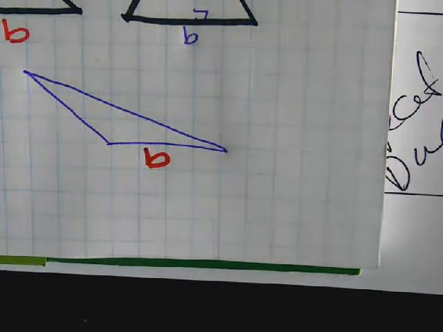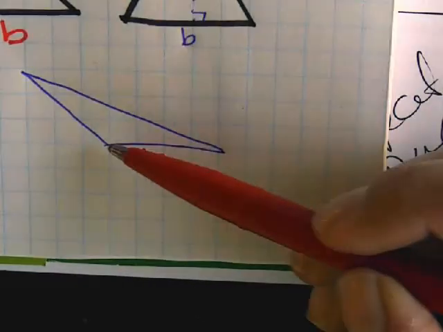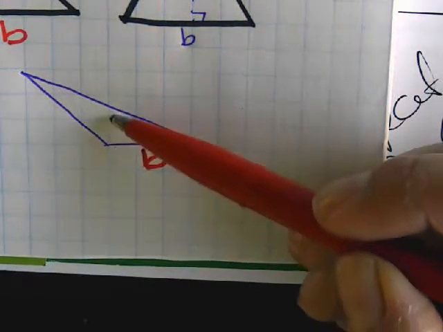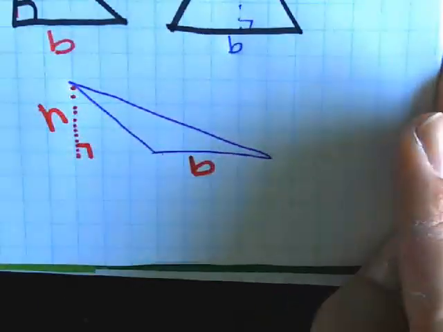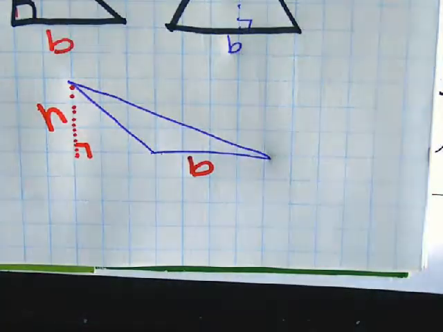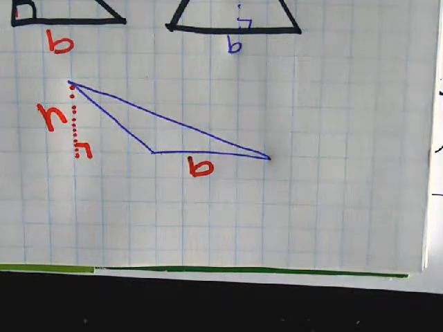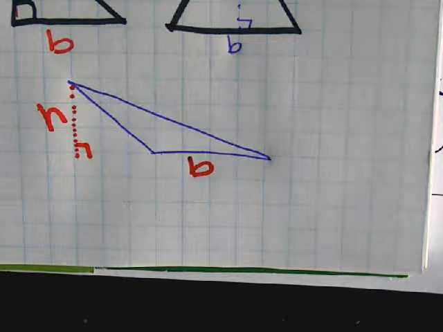Now, where is your height? Is this your height? No. It's actually outside. This is your height. So your height on triangles will actually be outside. So dotted outside. Dotted line outside.